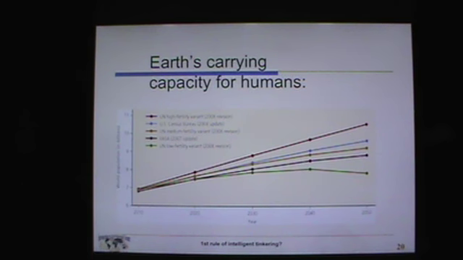So, Earth's carrying capacity for humans. This red line is the UN high fertility variant, 2008 version. We are about right here, about halfway between 2010 and 2020. And the world population, as we saw in the previous lecture, was approximately 7.43 billion. Under that high variant, the UN's estimate is that by 2050, we'll have more than 10 billion.